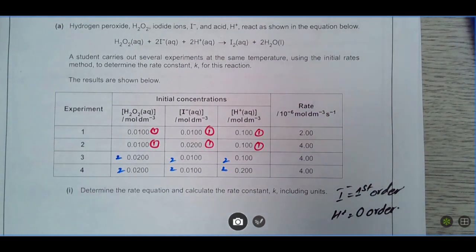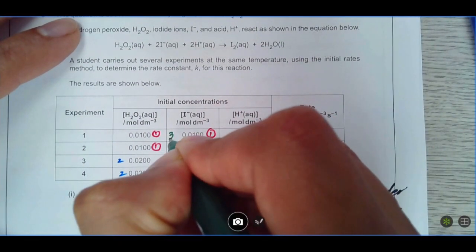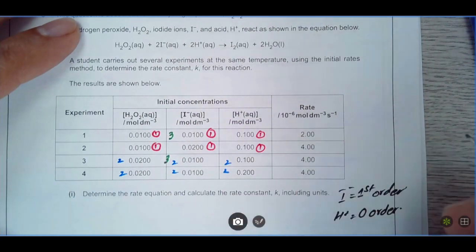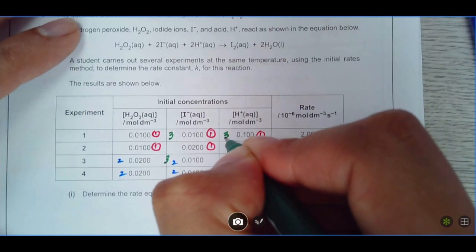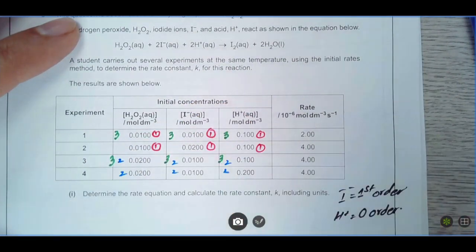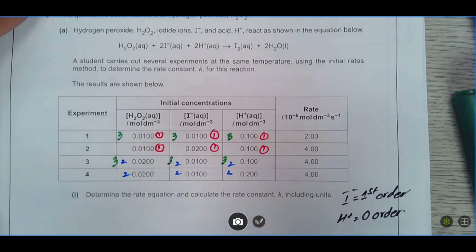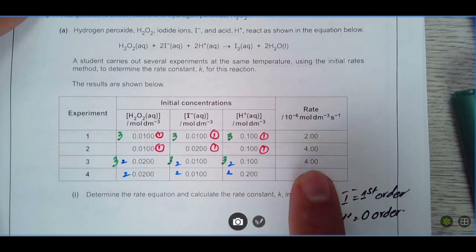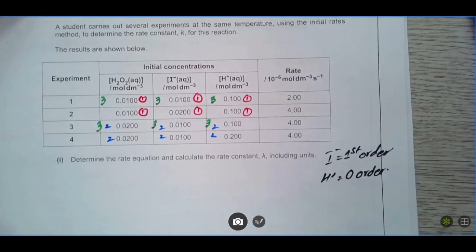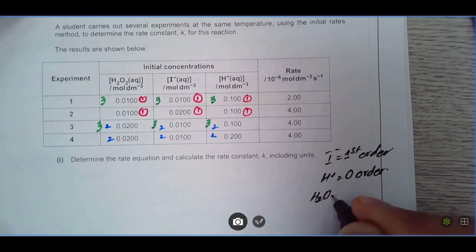Then I'm going to compare these ones now. So 3 and 3. When I look at these rows of data, the only thing that has changed is the concentration of H2O2. It has been doubled, and I notice again the rate has been doubled. So with respect to H2O2, it is also first order.